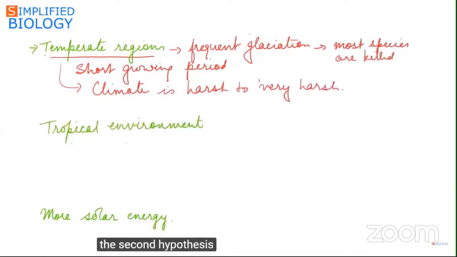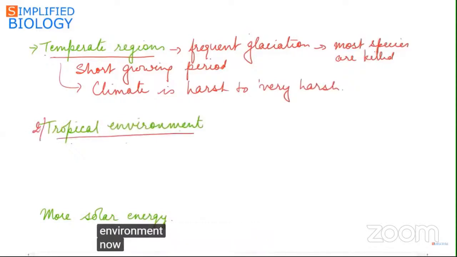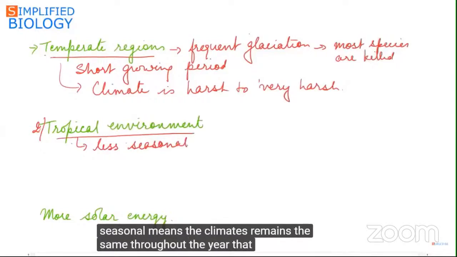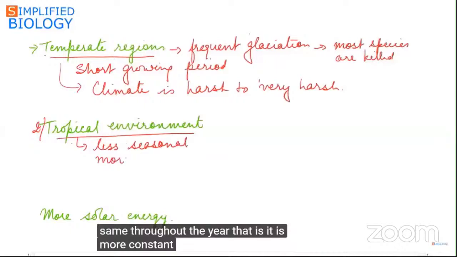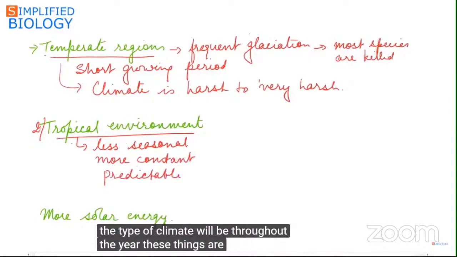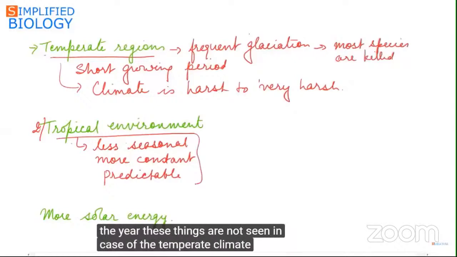The second hypothesis is tropical environment. Now, the tropical environment is less seasonal, means the climate remains the same throughout the year. That is, it is more constant, predictable. We know how the type of climate will be throughout the year. These things are not seen in case of the temperate climate.